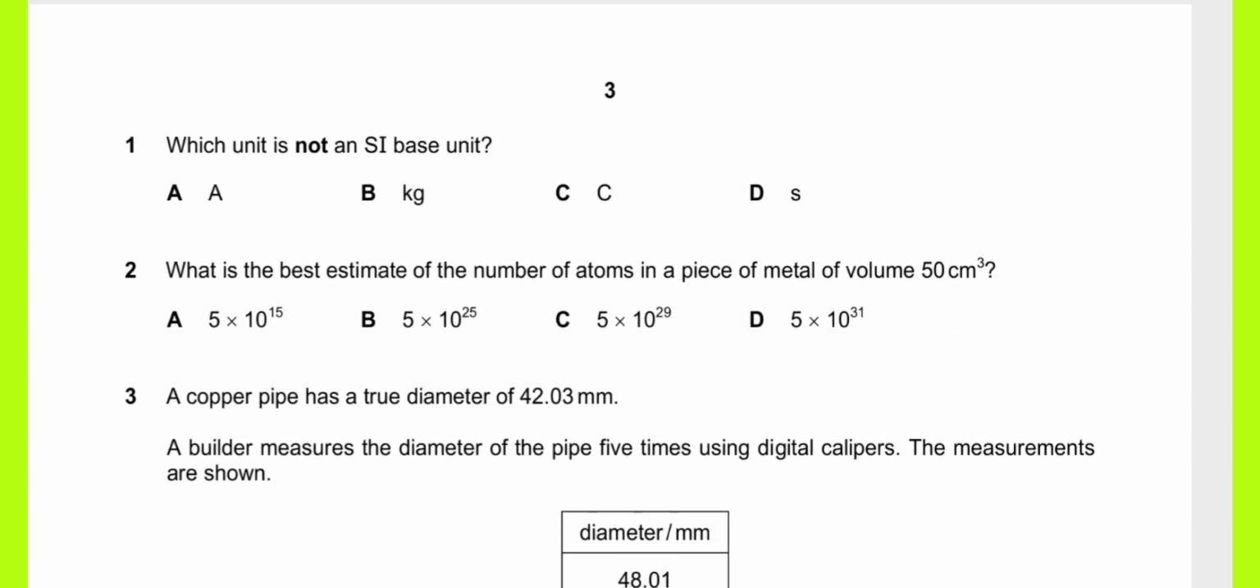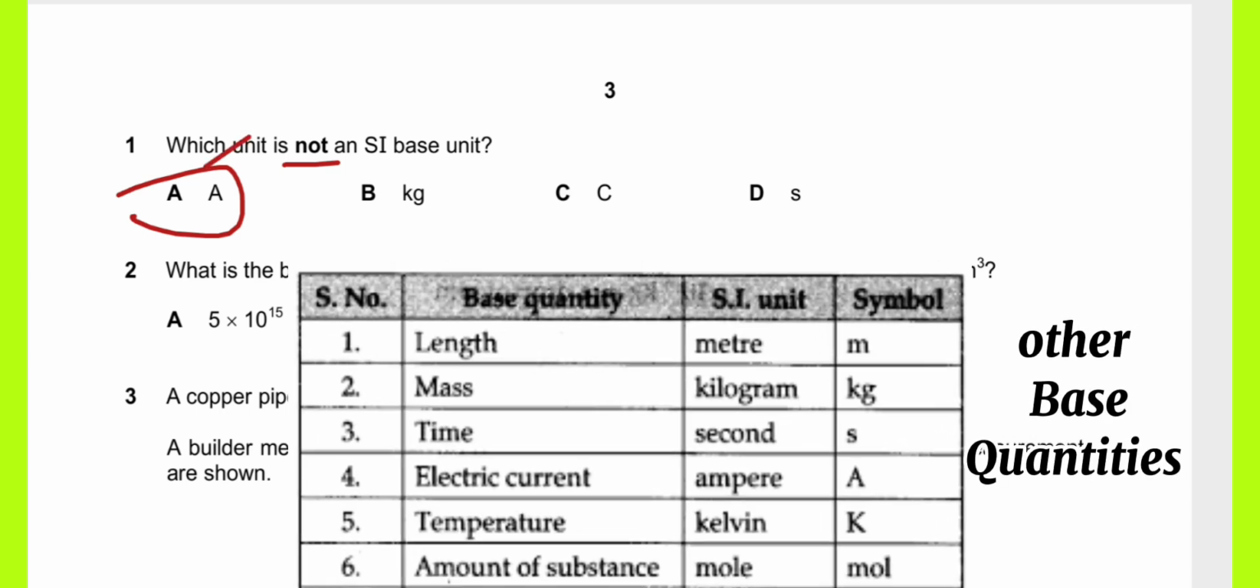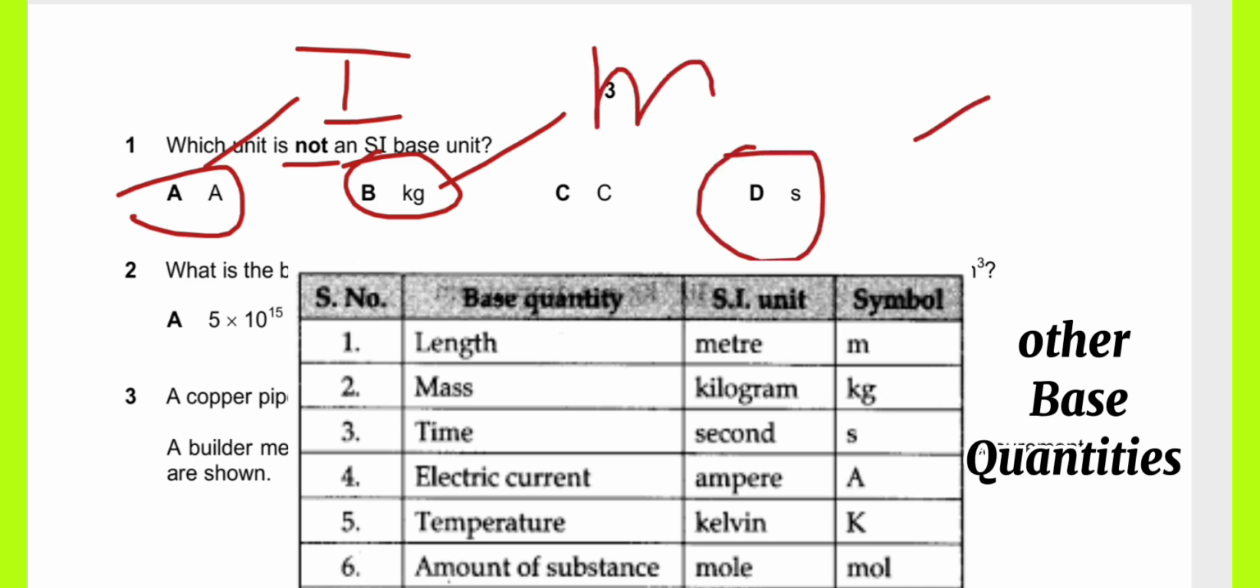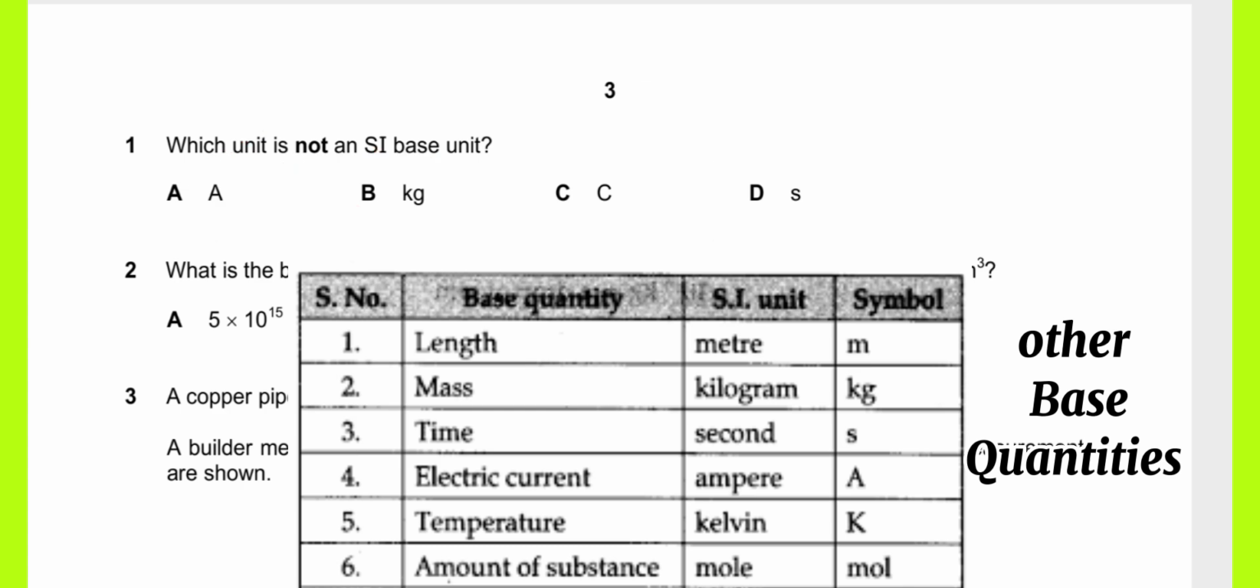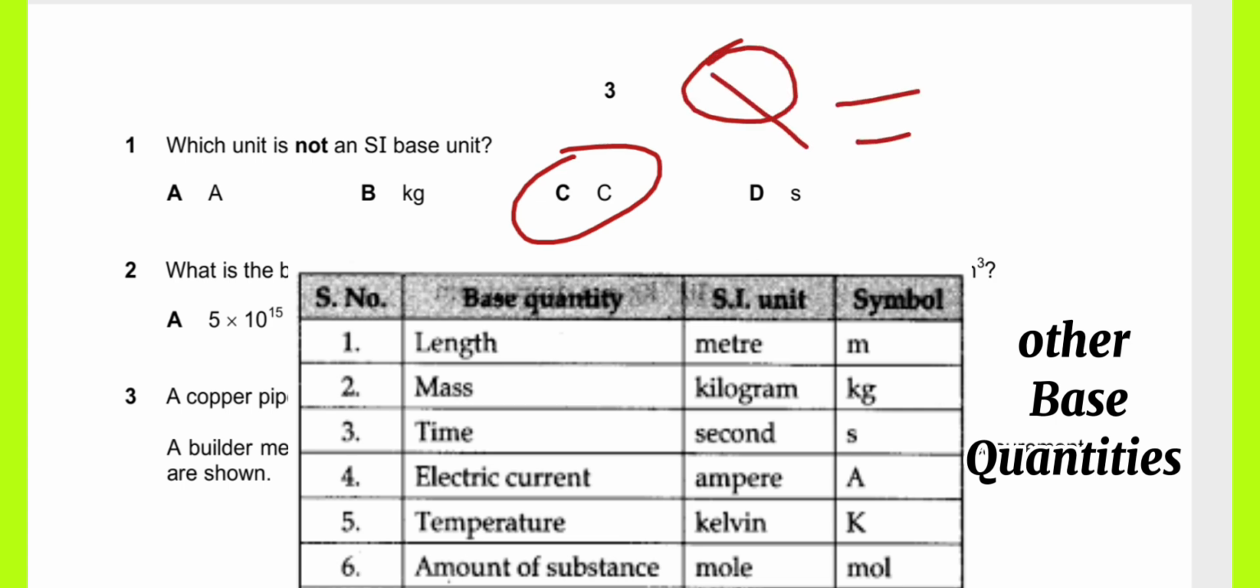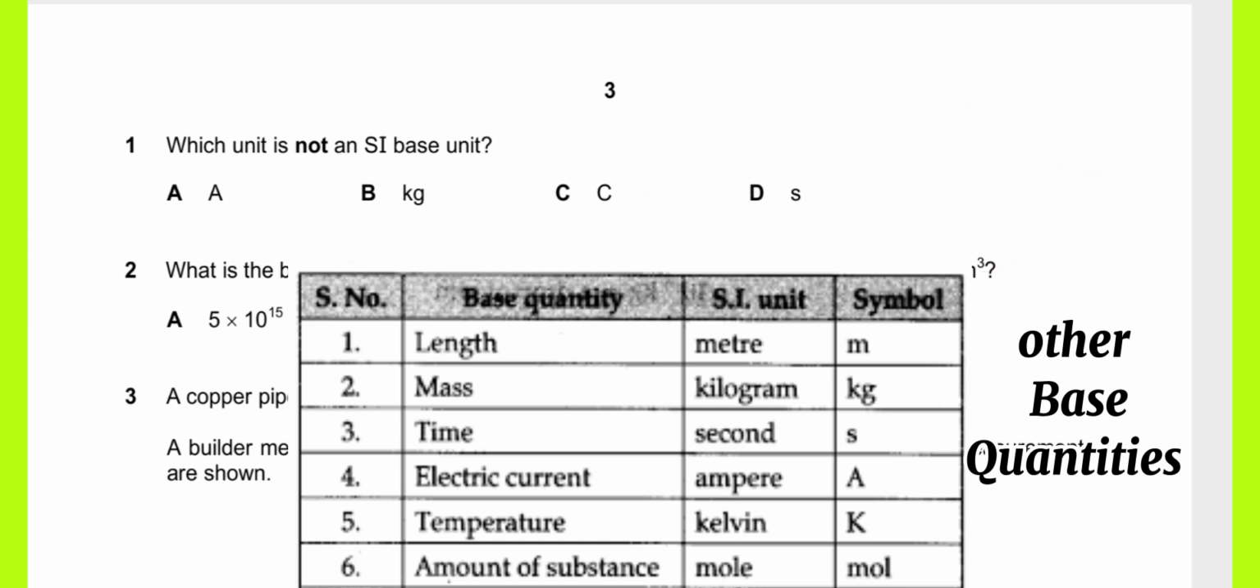Okay. So the first question, which unit is not an SI base unit? We know that the ampere is the SI base unit for current, the kilogram is the SI base unit for mass, the second is the SI base unit for time. Therefore, our answer becomes C, which is the coulomb, because we know that charge is equal to the product of current and time. And current is measured in ampere, time in seconds. So the coulomb is actually the ampere and second in terms of SI base units. So our answer is C.